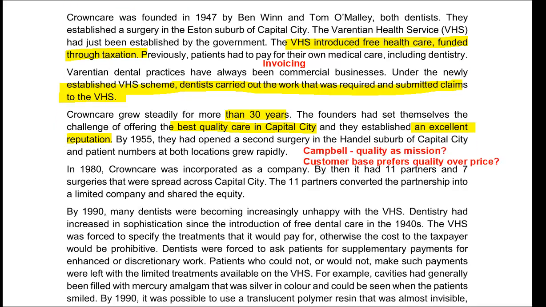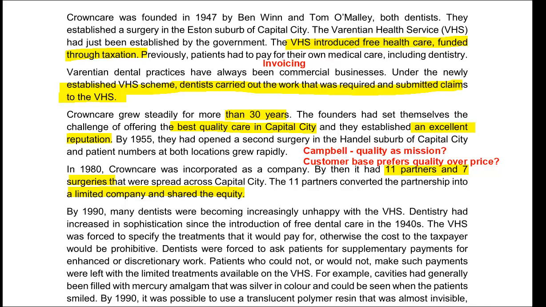And importantly, the next section talks about how Crowncare became incorporated, and it had 11 partners and 7 surgeries that were across Capital City. However, importantly, they then converted this partnership into a limited company and shared the equity. Now, if you don't recall how this particular aspect works, by incorporating, the company becomes a separate legal entity to the owners, and thus reduces the liability of the owners.